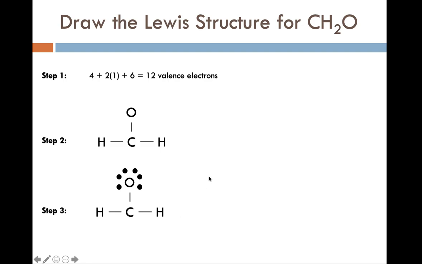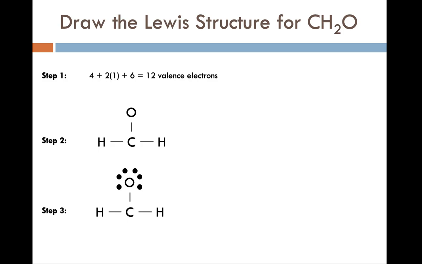Next step, we're going to look at the central atom. If you look at our central atom, carbon here only has 2, 4, 6 total electrons around it. So carbon needs more electrons, but we only had 12 electrons to start. And notice we've used 2, 4, 6, 8, 10, 12. We've used all of them. So this is the situation where we need a multiple bond.